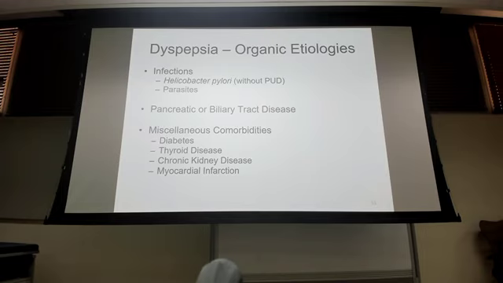Infection, H. pylori. I know you had it in antibiotics, sophomore, I think, or last semester, correct? So that should be old news. We'll hit on it briefly, but you should know the treatments and how to work it up, diagnose it, and then confirm that the treatment worked. Other organic etiologies, like I mentioned: gastric cancer, pancreatic and biliary tract disease, diabetes, thyroid, chronic kidney disease, MI. So quite a few organic causes of dyspepsia that, if you rule all these out, you're left with functional dyspepsia.